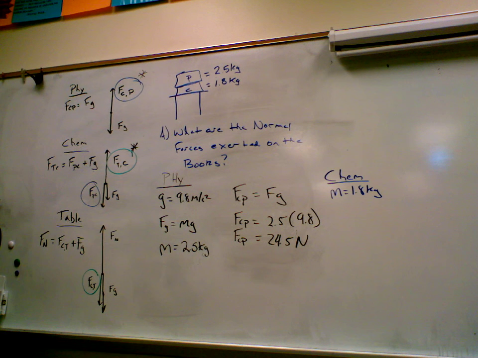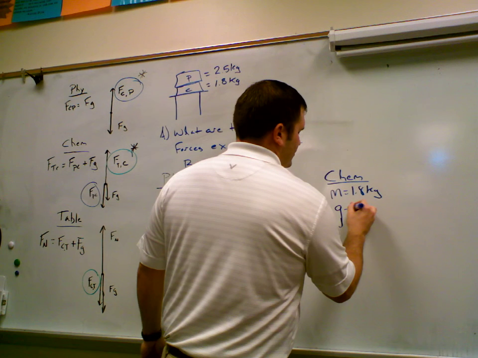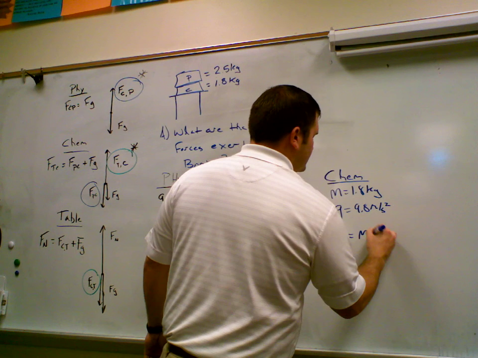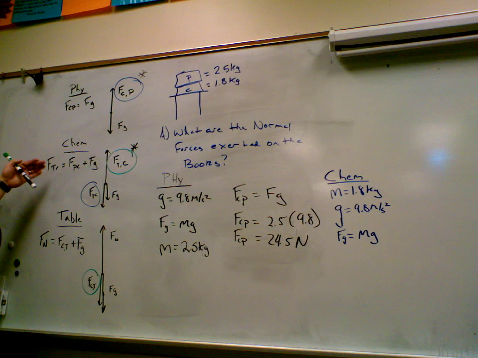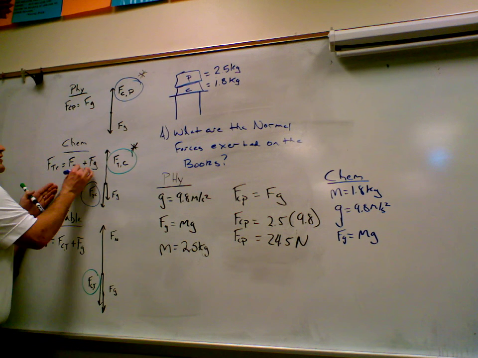Okay. So, the mass is 1.8 kilograms. Right? Okay. What else do we know? Gravity. Acceleration is 9.8 meters per second squared. And we know the force of gravity equals mg, right? Is there anything else we know from the chemistry equation? The force of PC.